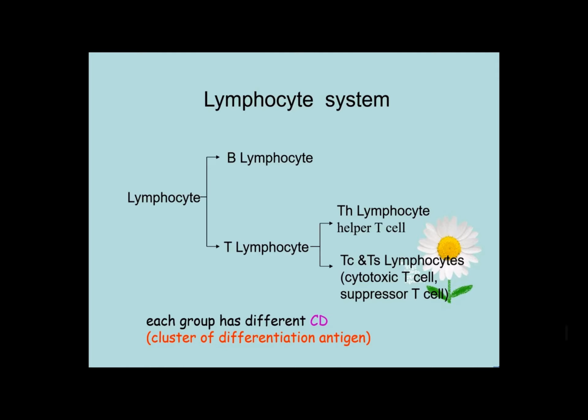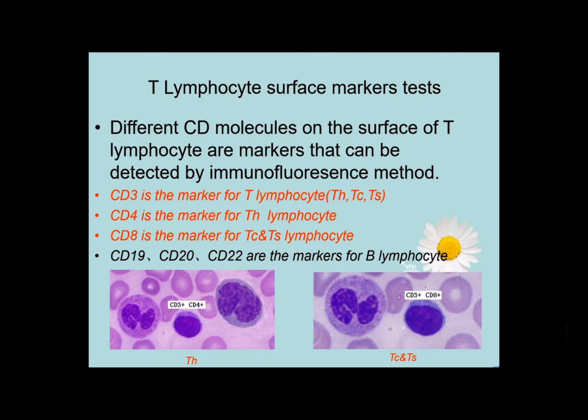T lymphocyte surface markers. According to the different CD molecules, the lymphocyte can be separated into different lymphocytes: the B lymphocyte, Th lymphocyte, Tc lymphocyte, and Ts lymphocyte. Different CD molecules on the surface of lymphocytes are the markers that can be detected by some methods. The CD3 is the marker for all of the T lymphocytes. CD4 is only the marker for Th lymphocyte. The CD8 is the marker for Tc and Ts lymphocyte. B lymphocyte's markers are the CD19, CD20, and CD22.